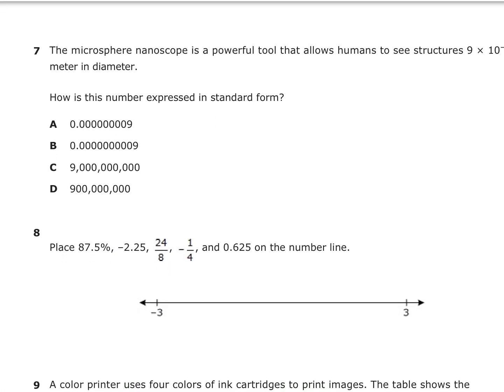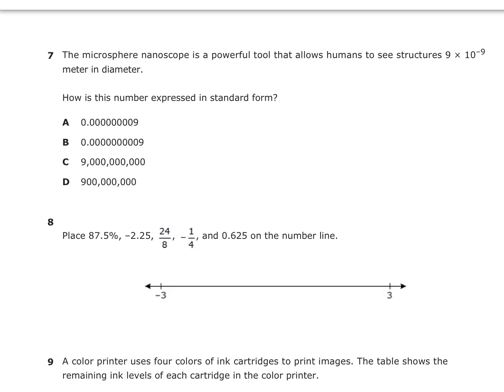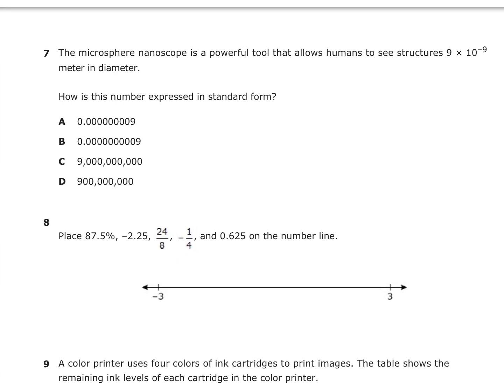Number 7. Same thing again, except now we're going the opposite direction. It's the microsphere nanoscope, a powerful tool that allows humans to see structures that small in diameter. So which direction do I need to move the decimal? To the left. To the left, how many?